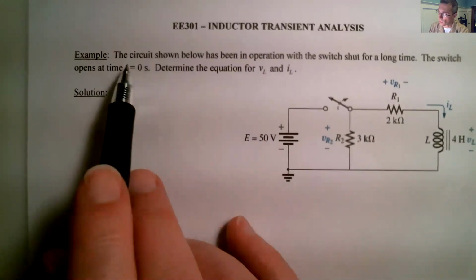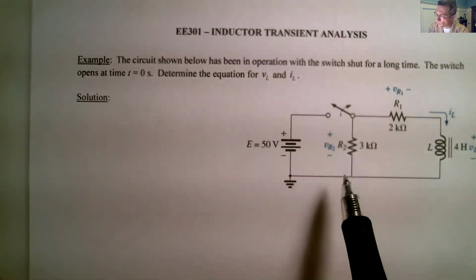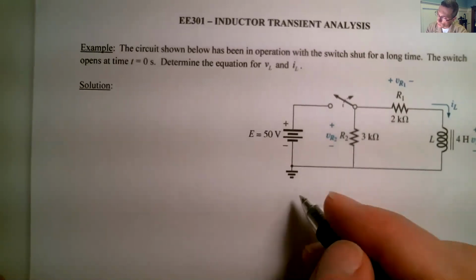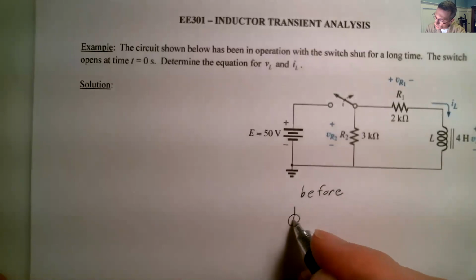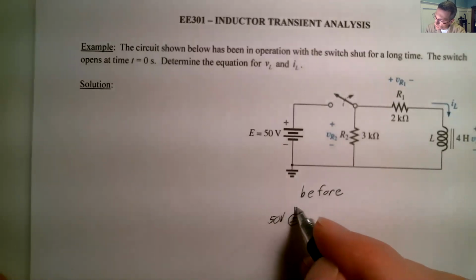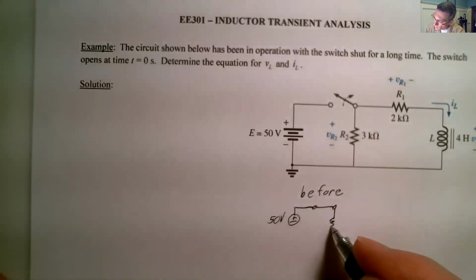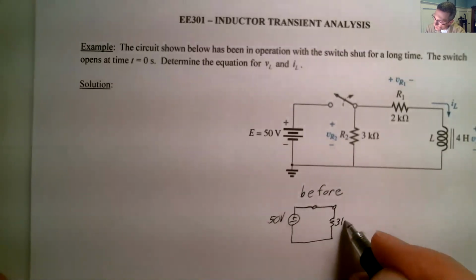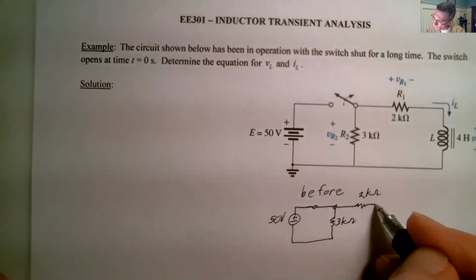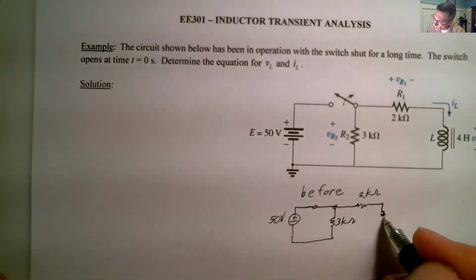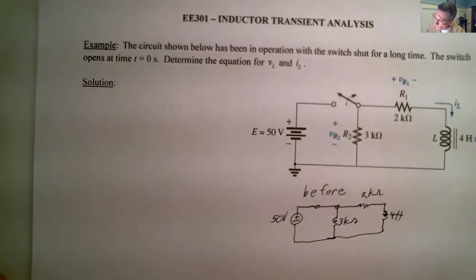All right, so we're going to try this example real quick. The circuit shown below has been in operation with the switch shut for a long time. Okay, so we have our before. It was plus minus 50 volts, and it says the switch was shut. So 3 k ohms, right? And this one is 2 k ohms. And then we have our inductor, which is 4 henries, okay?